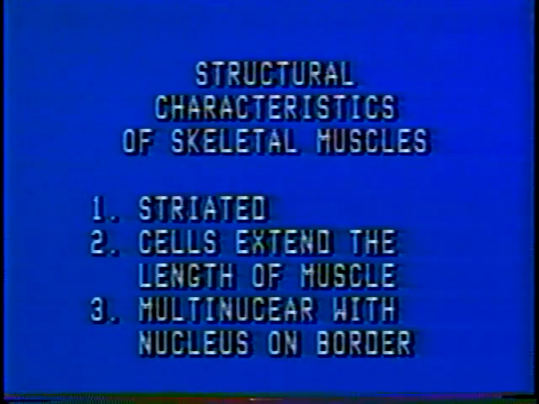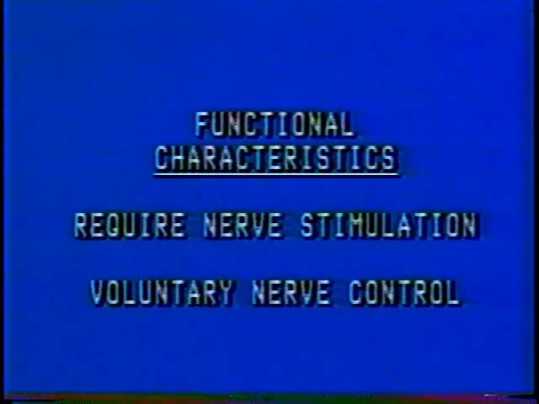In review, the major structural characteristics one should remember concerning skeletal muscle is that it has striated cells, with each cell extending the entire length of the muscle. The skeletal muscle cells are multinucleated, with a nucleus appearing at the cell borders. Functionally, skeletal muscle requires nerve stimulation to contract. Skeletal muscle tissue is under voluntary nerve control, meaning we can move our body at will.